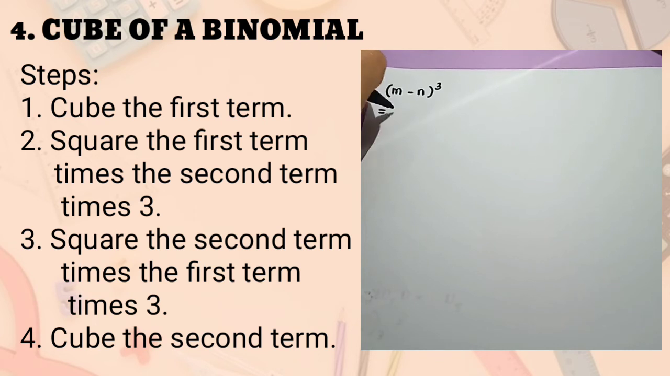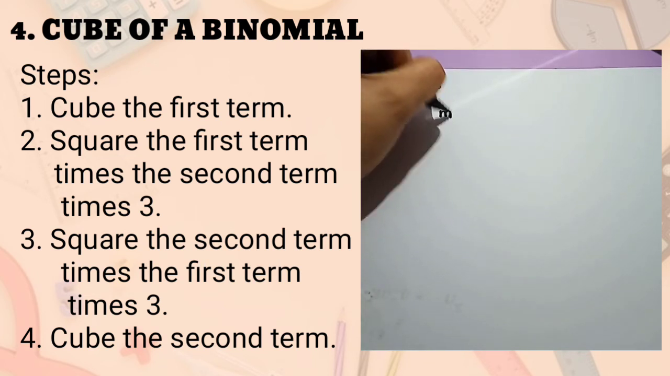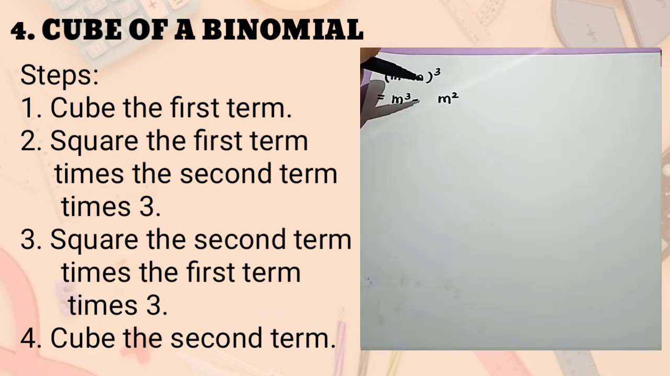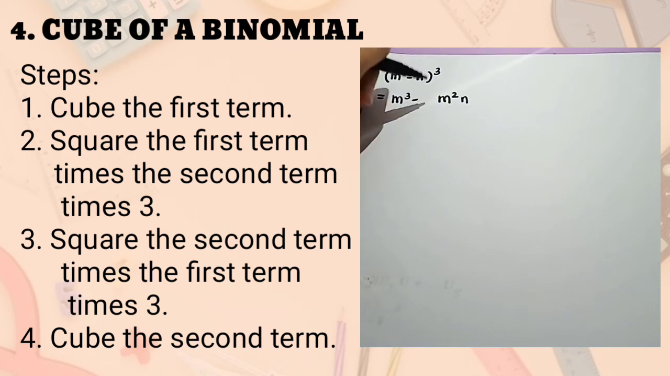So, cube natin yung m. So, m cube. The second step ay square natin yung first term times the second term na negative n, kaya magkakaroon tayo ng negative na operation, kasi positive yung m, then negative yung n, positive times negative ay equals to negative. Then, ita-times natin sa 3. So, 3.